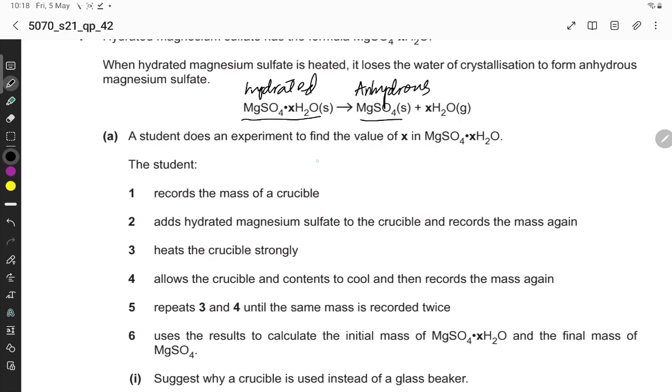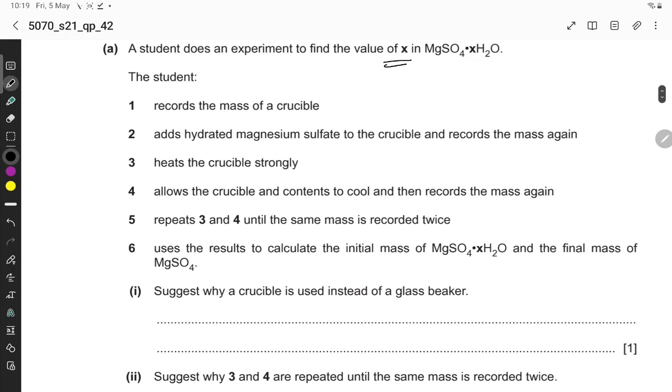The student does an experiment to find the value of X in magnesium sulfate hydrated salt. The student records the mass of the crucible, adds hydrated magnesium sulfate to the crucible and records the mass again. Record the mass of the crucible. So add hydrated magnesium sulfate to the crucible. Now the next mass is of hydrated magnesium sulfate along with the crucible.